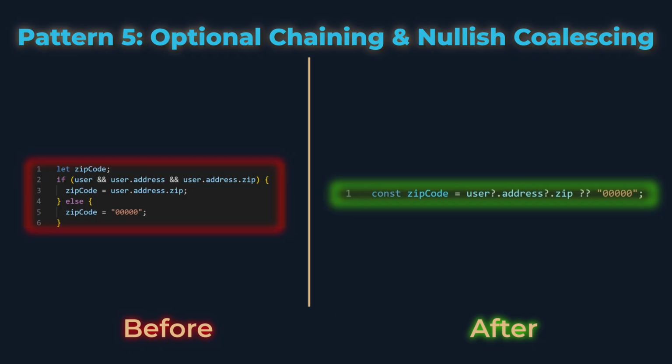One line. If the user doesn't exist, it stops. If the zip is missing, it gives you the default. It's bulletproof code. There you have it. 5 patterns that prove you aren't just writing code, you're writing architecture.